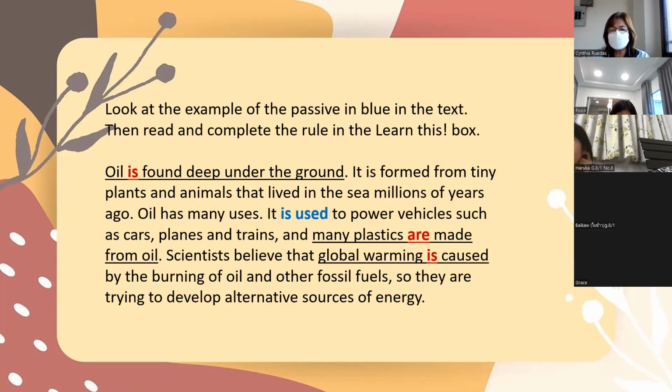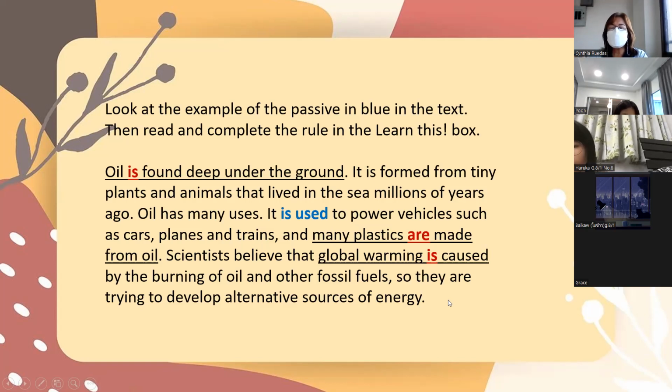Okay, thank you. So we have here a very short text, but in here you can find some examples of the passive voice. I underlined all of them. So we have here, oil is found deep under the ground. What is the present simple of found? Poon, what is the present simple of found? Fine. Okay, very good. And we have here, many plastics are made from oil. What is the present simple of made? Make, of course. And global warming is caused by the burning of oil and other fossil fuels.